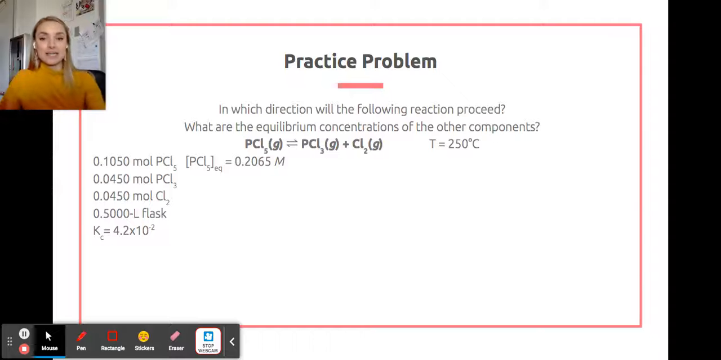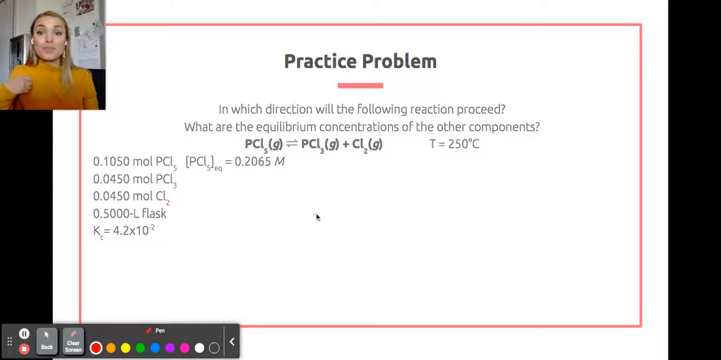The first question we need to answer is, in which direction will this reaction proceed? In order to answer that question, we need to compare Q to K. We need to compare our reaction quotient to our equilibrium constant. And in order to write an equilibrium constant, we need to convert all of our amounts into molar concentrations. So I will do that. Pause the video, check back in just a second to make sure that your calculations are correct.